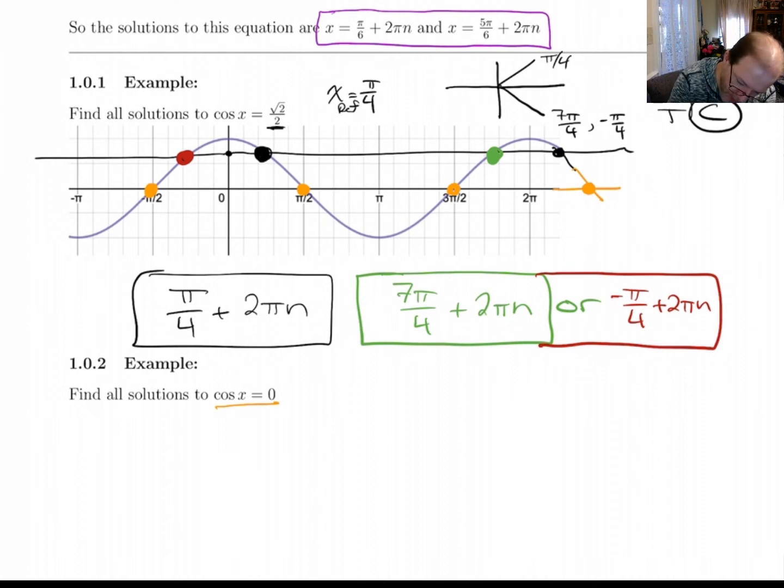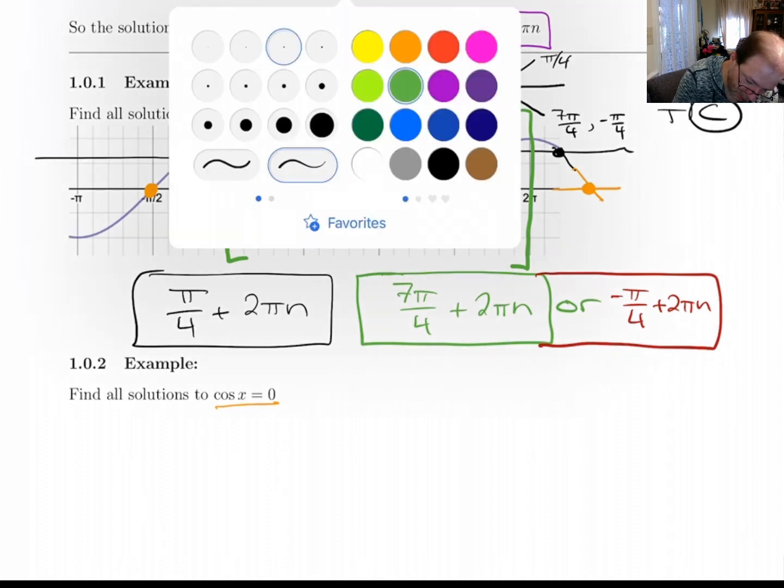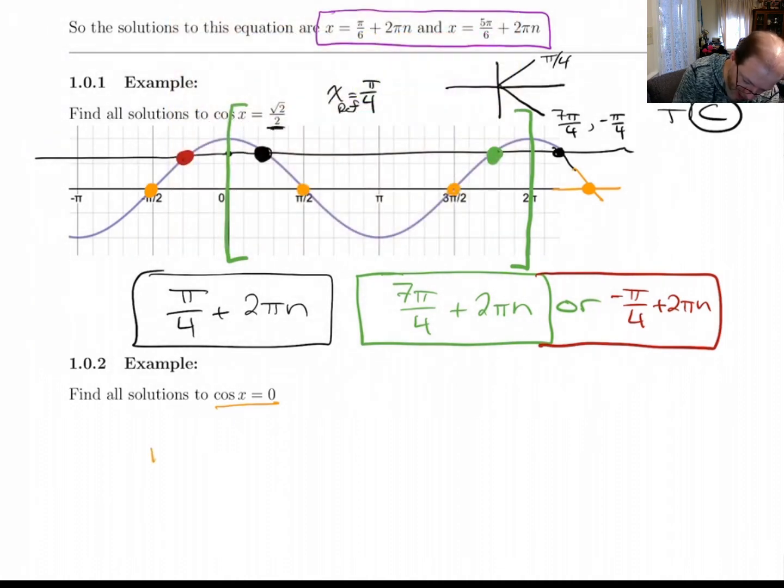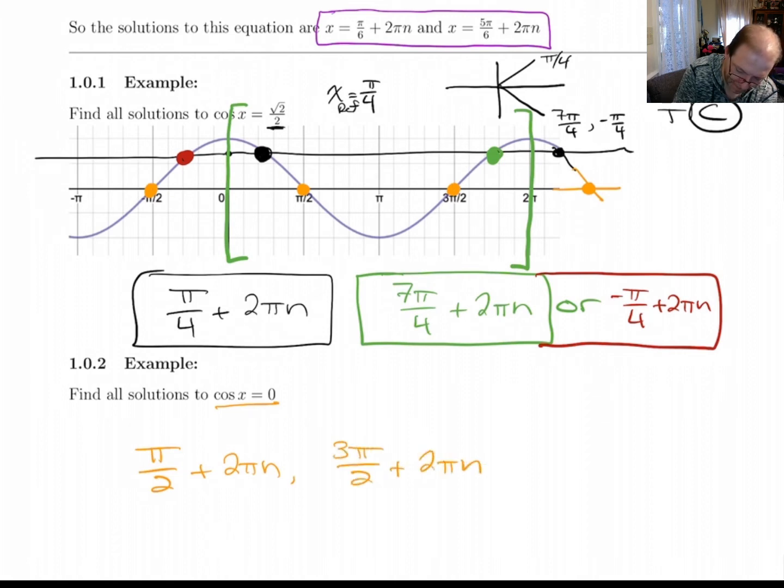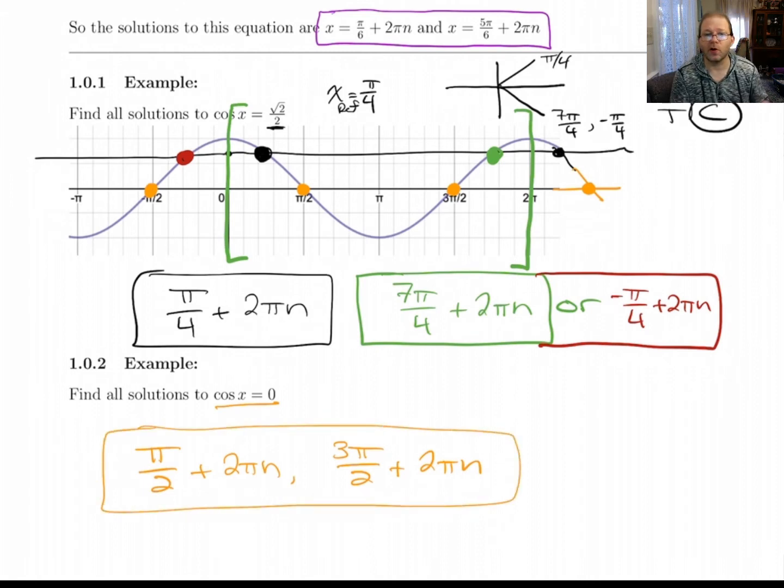If we look again at everything between 0 and 2 pi, let's see, the orange dots give us pi over 2 plus 2 pi n, and also 3 pi over 2 plus 2 pi n. So you could write your answer like that, and there's nothing wrong with it. But we can make this a little more compact.